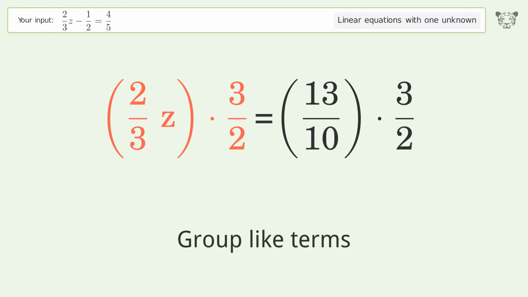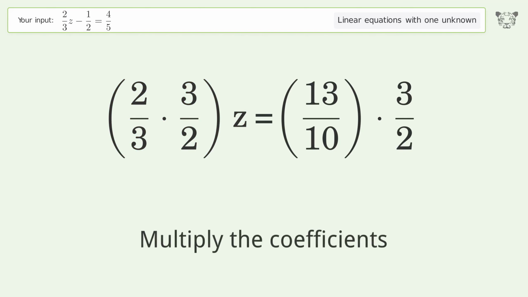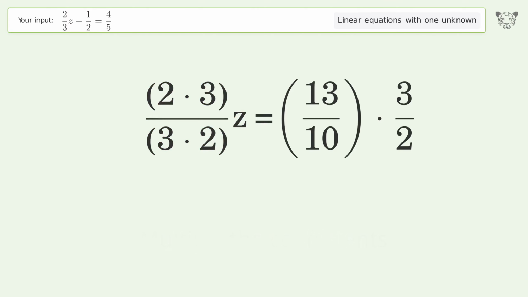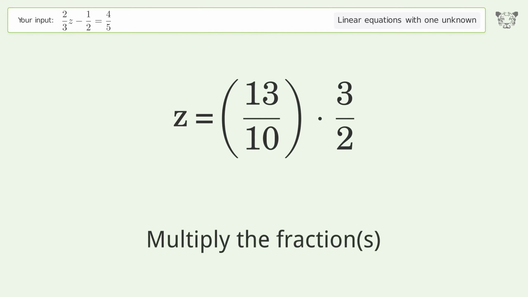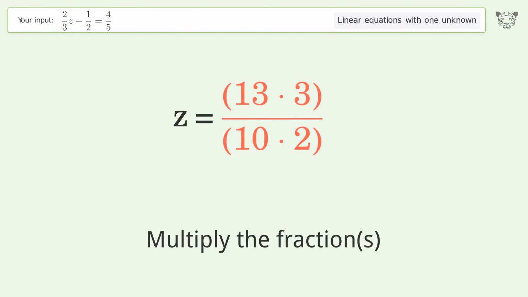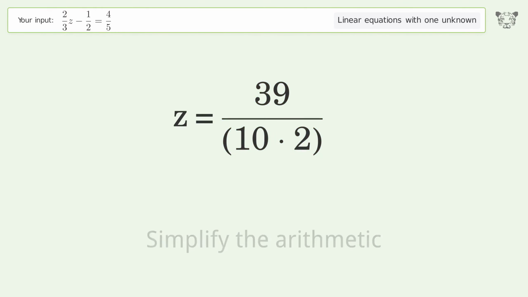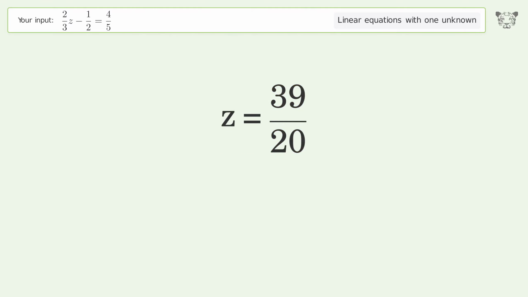Group like terms. Multiply the coefficients. Simplify the fraction. Multiply the fractions. Simplify the arithmetic. And so the final result is z equals 39/20.